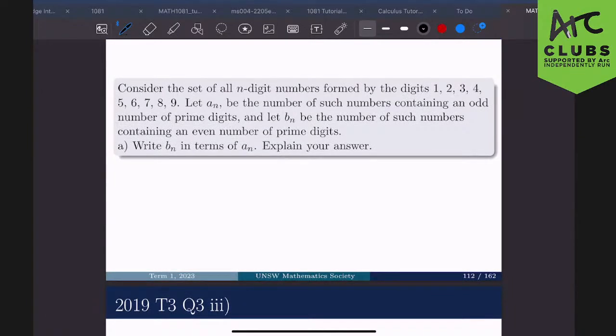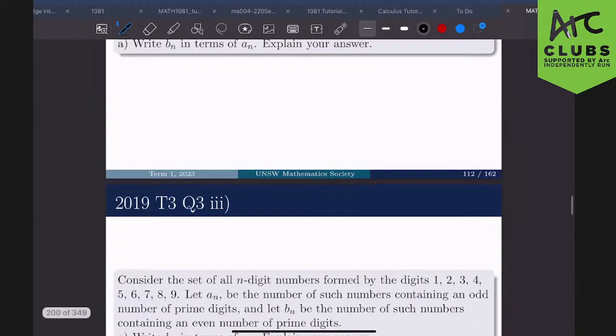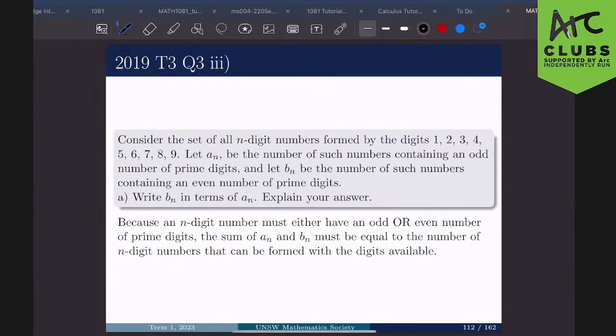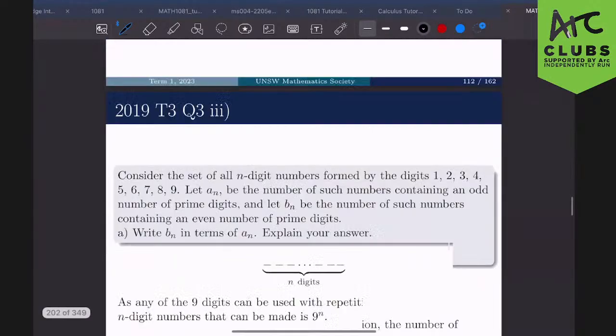Okay, so question A. Write B in terms of A. Yeah, so there's only 2 cases, and that is either it does have an odd number, or it does have an even number. So if you add these together, it will give you the total, right? And we can represent this.